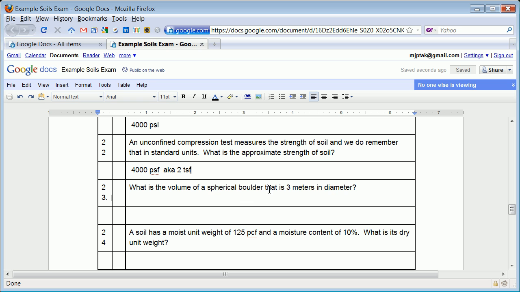What is the volume of a spherical boulder that is 3.5 meters in diameter? No catchy phrase for this one. We're thinking about it. We know that the volume of a 1 meter radius sphere is 4/3 pi. So what you're going to do is you're going to say this is 1.5. How does it compare to 2?